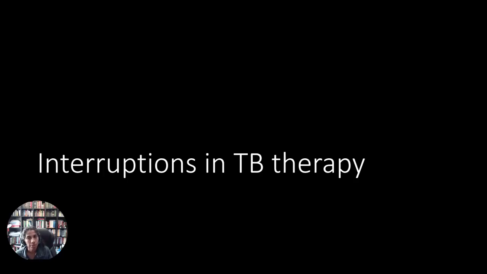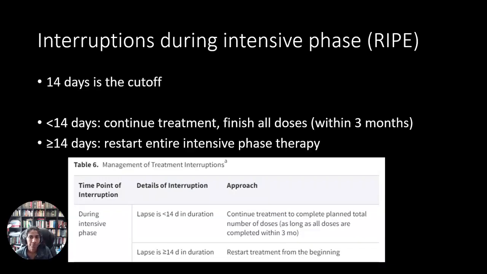Let's talk about interruptions in TB therapy. How do we manage interruptions? So during the intensive phase, when someone is on 4 drugs for those 2 months, a treatment interruption is defined as a lapse in duration of therapy, and 14 days is typically the cutoff.